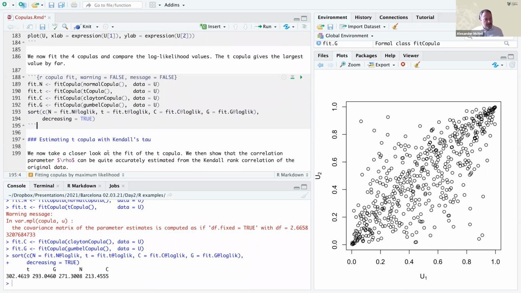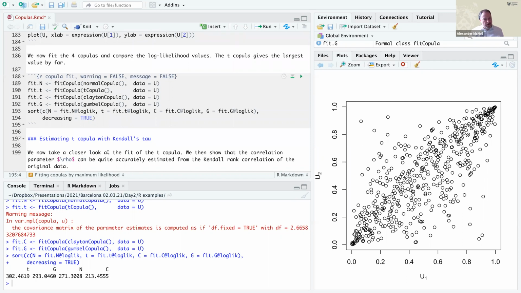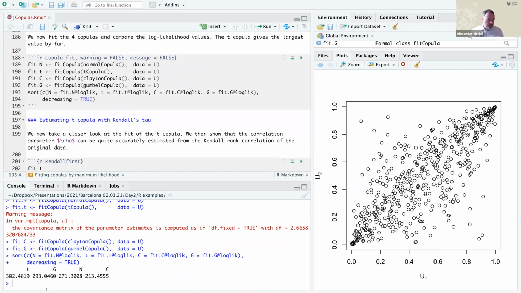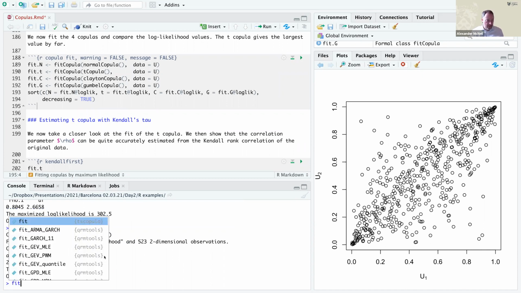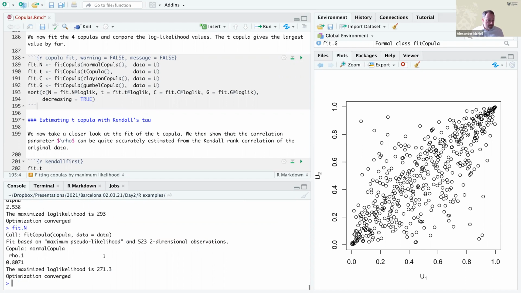The next thing to say is that there would be an alternative way of estimating the T copula. Let's have a look and see what we've done. So this is the results of fitting the T copula. Each one of these things will have some results. You can see here, if I type in the name, you get the results. So let's have a look again at the T. It says it's a fit based on maximum pseudo likelihood, 523 observations. The parameters are that the rho is estimated to be 0.8, and the degree of freedom is estimated to be 2.7, let's say. And the maximized log likelihood is 302.5, and it's been found by numerical means, and the optimization has converged.